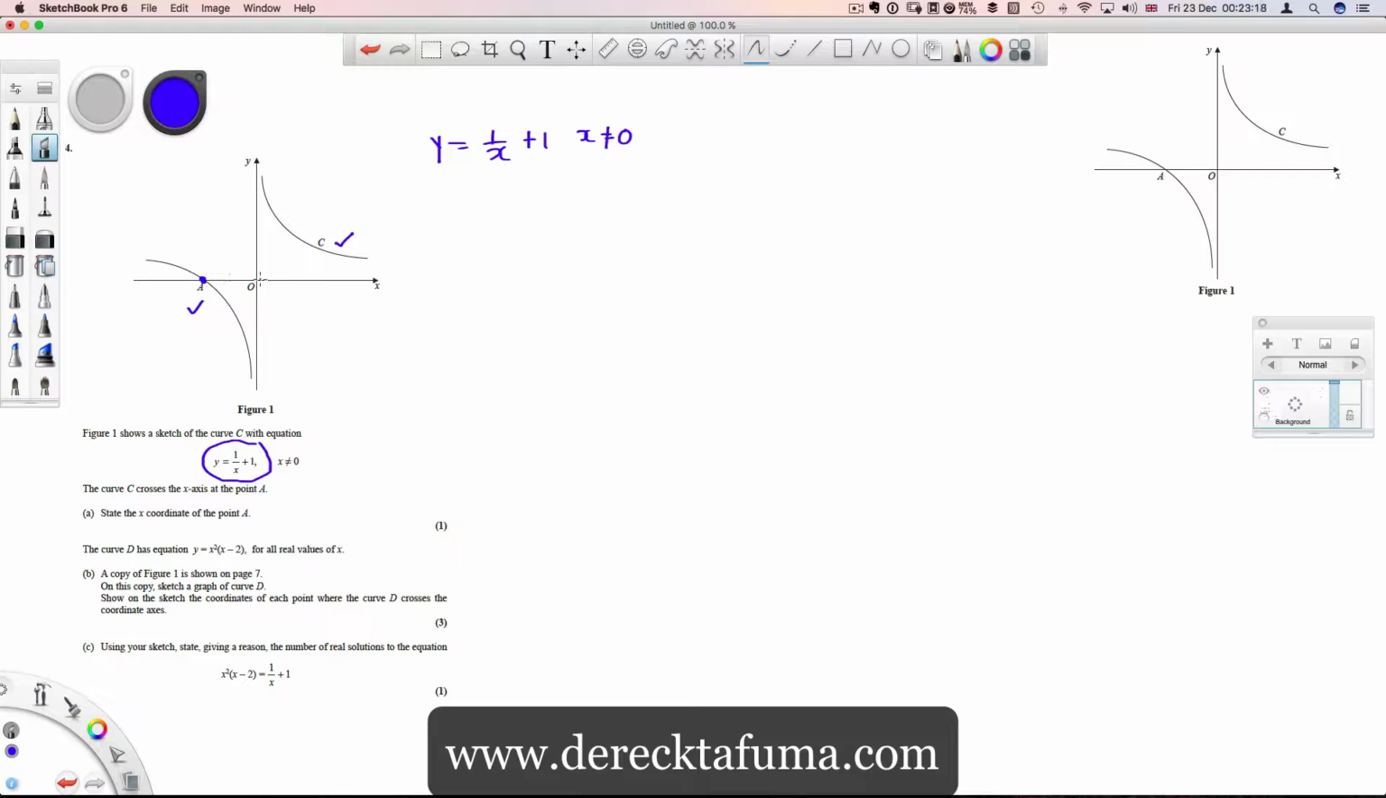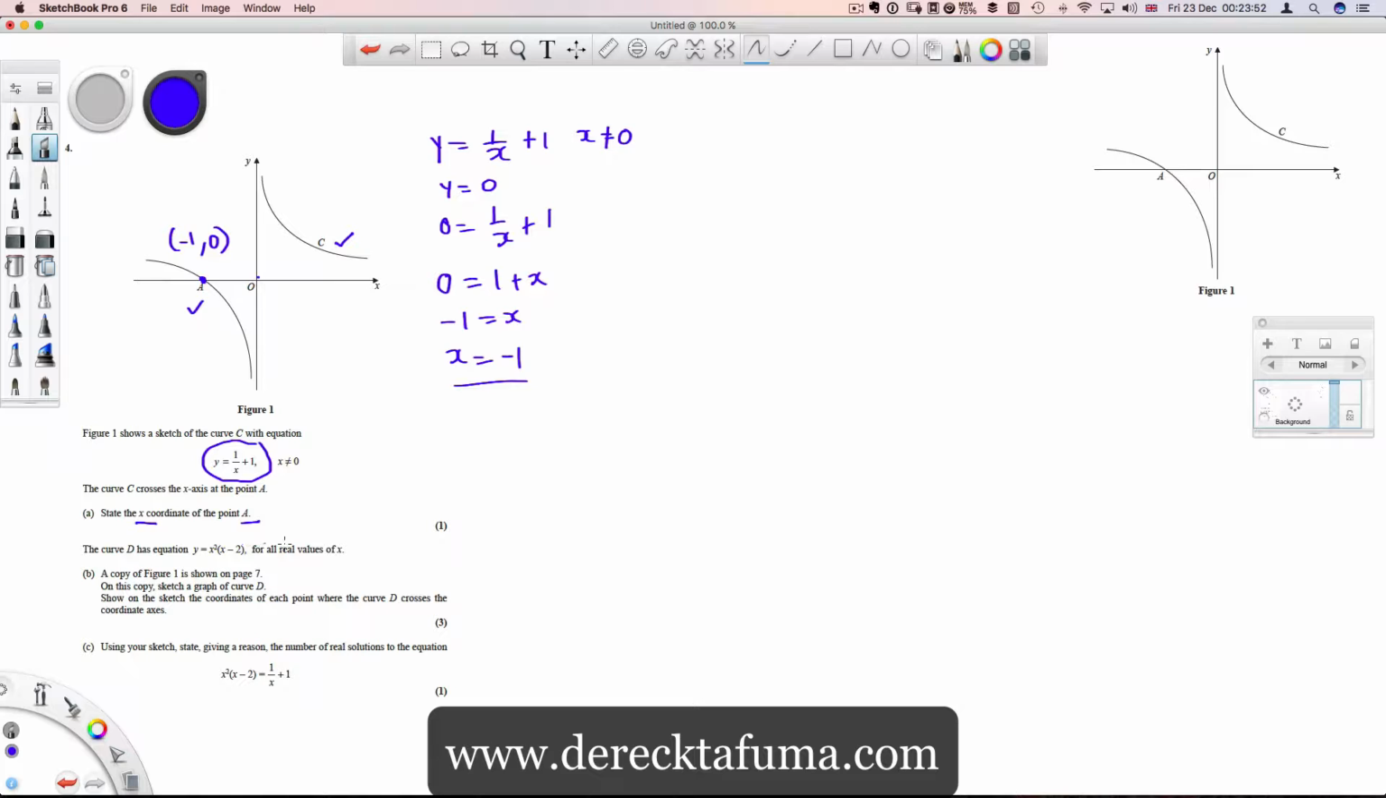at this point A, the coordinate for y is 0, so y is 0 at that point, which means 0 equals 1 over x plus 1. If you multiply throughout by x, you get 0 equals 1 plus x, which means minus 1 equals x, which means x equals minus 1. So the x coordinate at point A is minus 1. So x is minus 1, y is 0 at that point.